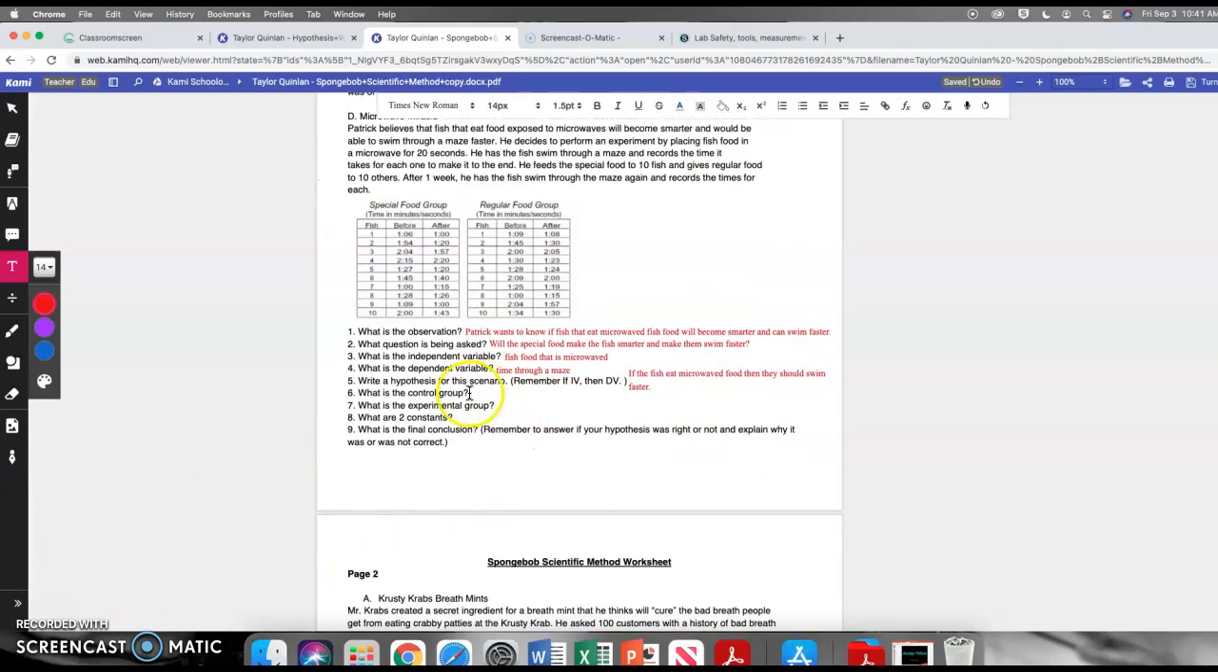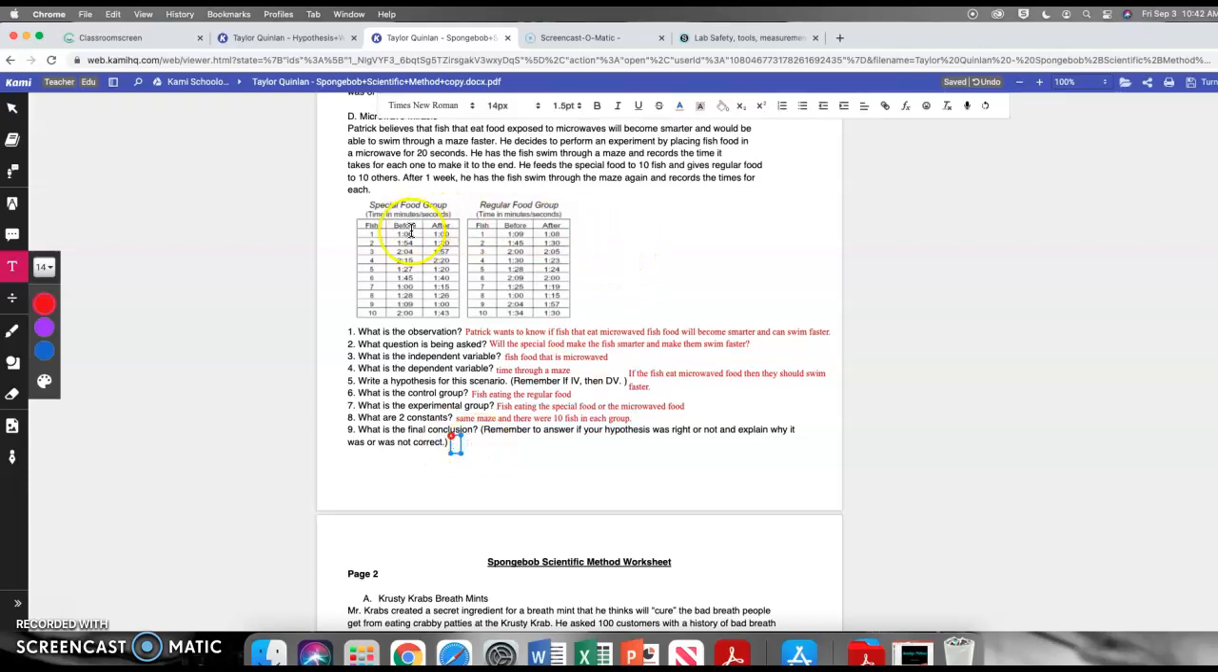Okay, moving on to the next one, section D. Our control group is the group not getting the independent variable, so that's going to be the fish eating the regular food. The experimental group is the group with the independent variable, so it's fish eating the special food or the microwaved food. Some constants: it was the same maze, and there were 10 fish in each group. But again, there are a bunch of different constants that you could list.